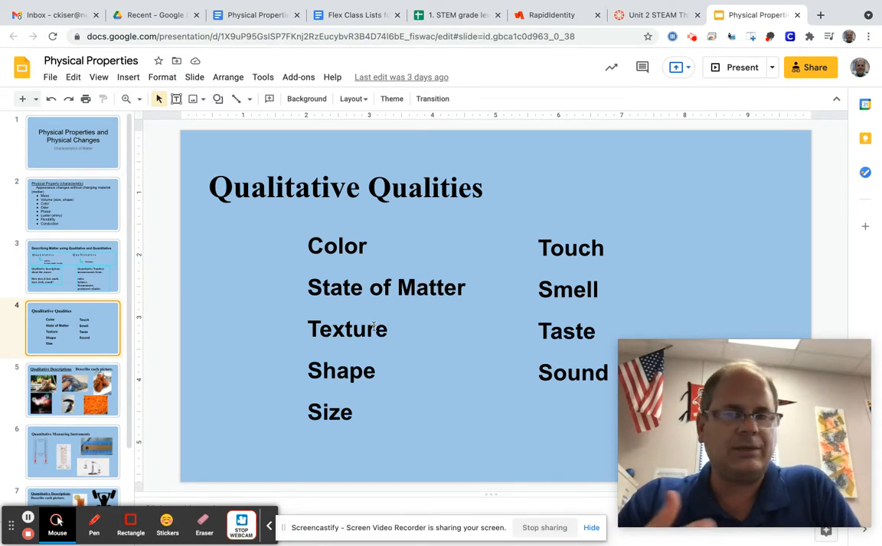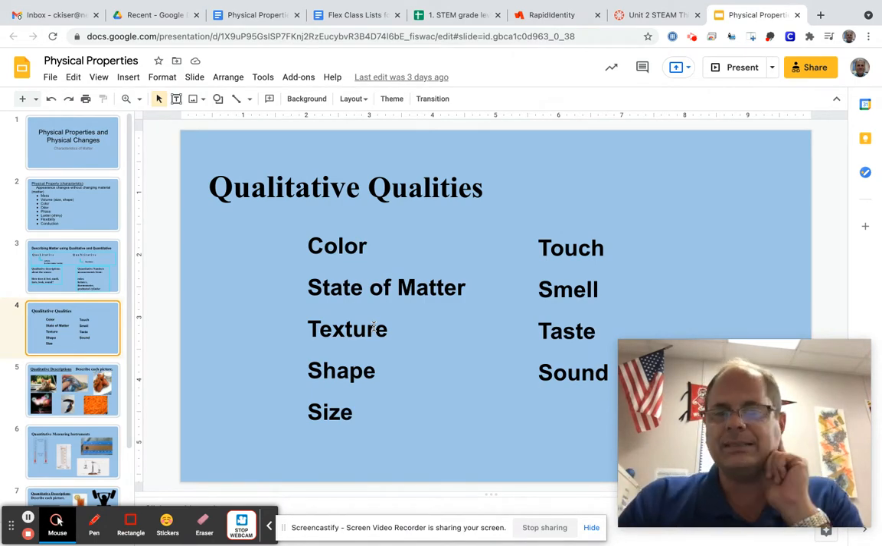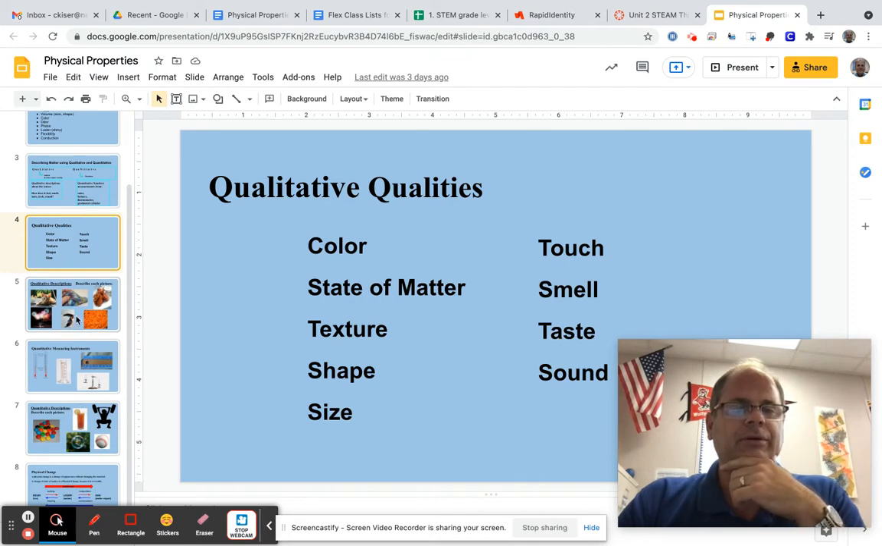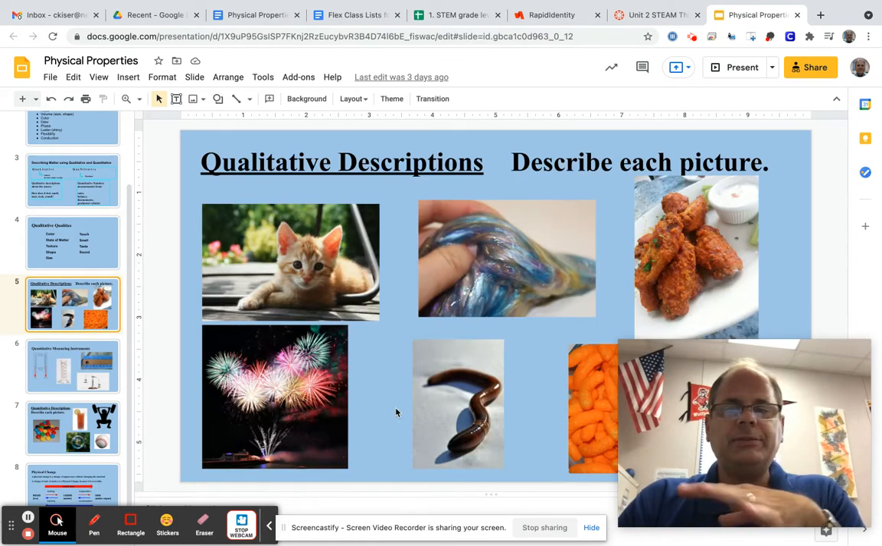Okay, so here's again, you can use your senses to use words. What does it taste like? What does it feel like? What does it smell like? What does it sound like? Okay. And then you could also describe these pictures here with all kinds of words.